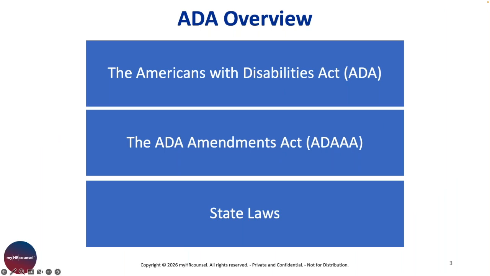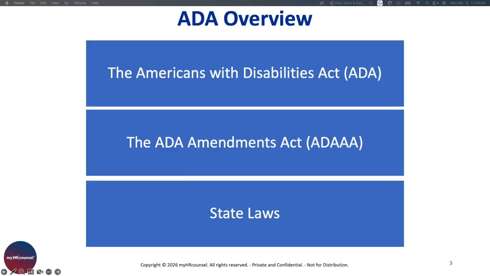So with an overview, the term ADA refers to the Americans with Disabilities Act. It's a federal law from 1990, and it applies to employers with 15 or more employees. We'll talk a little bit more about the employee numbers shortly, but that's just a starting point.